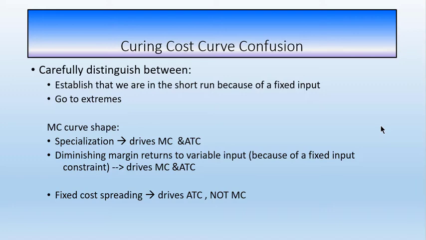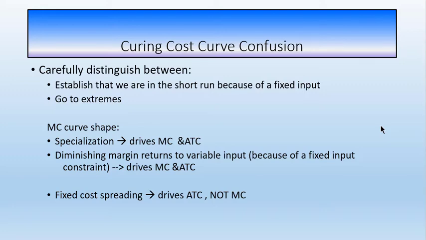So we have specialization, and that is an example or a form of increasing returns to the variable input. Then there's diminishing marginal returns to the variable input. Well, that's decreasing returns to a variable input. So there's some semantics going on here. Don't let that fool you.